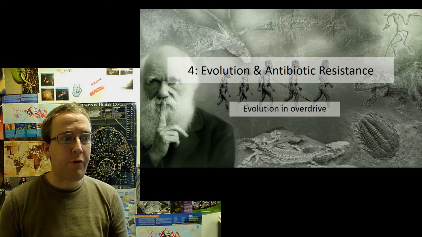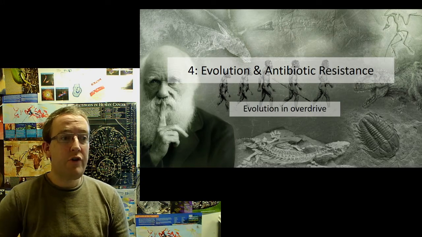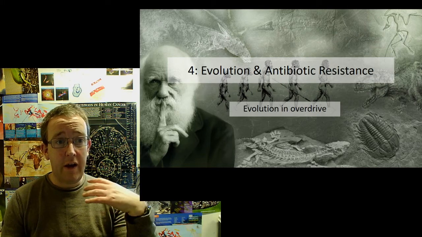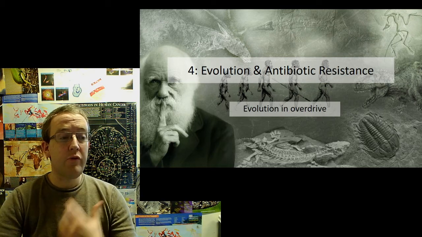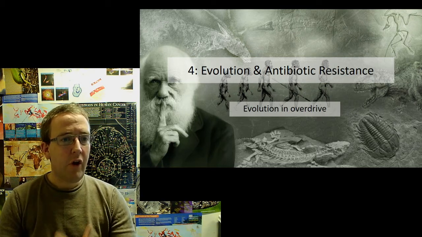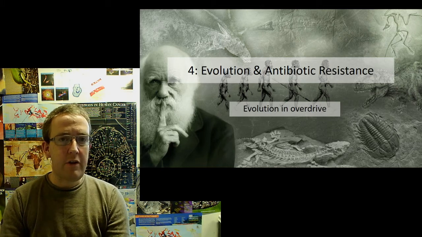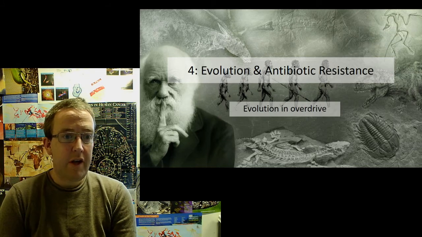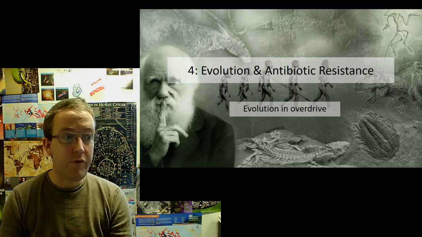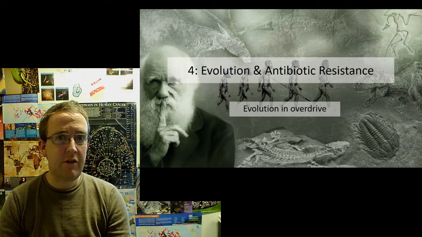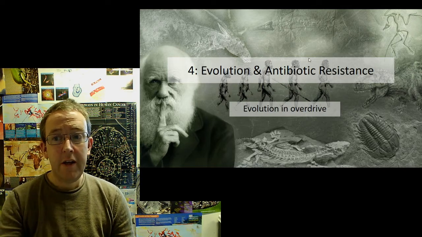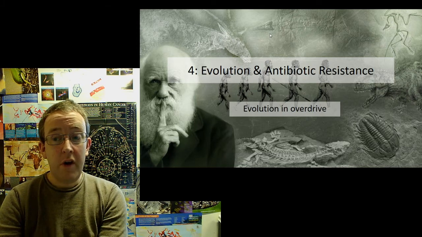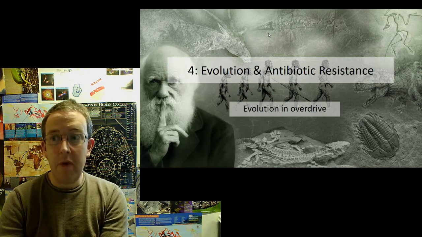This is the fourth lesson in the evolution topic, and we're talking specifically today about how evolution applies to antibiotic resistance. So following on from all the stuff about extinction and fossils, we're going to talk about evolution in a bit more detail that you can actually watch happening, and obviously has a serious impact on our health. Okay, so I've called this evolution in overdrive because of the speed at which these little critters can evolve. If you know the process of natural selection and all of the stuff that's gone before, the principles are exactly the same, we're just in a medical context.